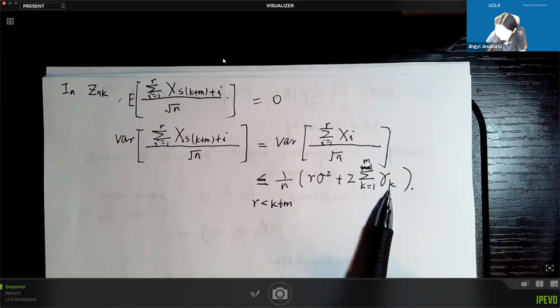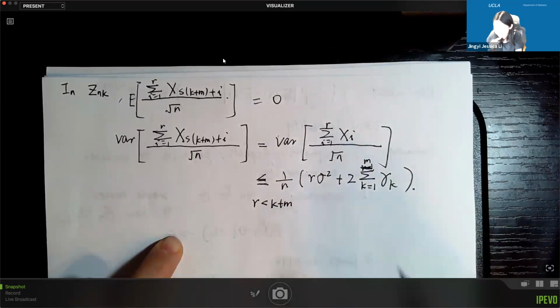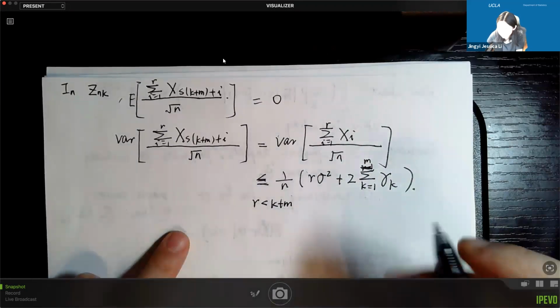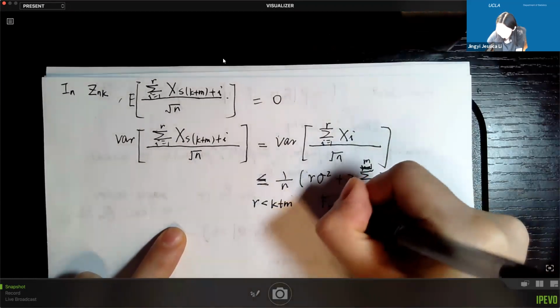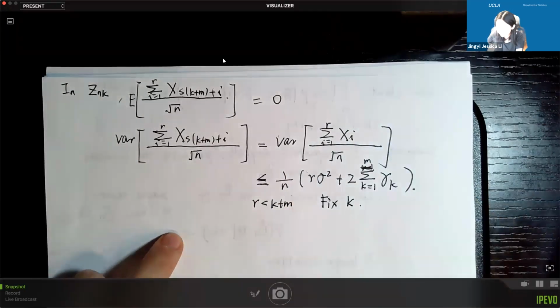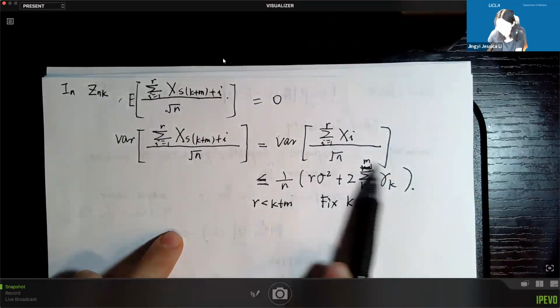Right, okay, my bad. I'm actually being a little bit ambitious here. What I'm saying here is that the r is bounded by k plus m. If I fix k, then what's only going to infinity is m. So I don't need to worry about k anymore.